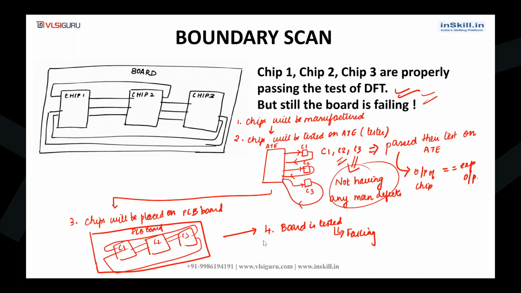So this can be due to manufacturing defects in the interconnection between two chips. When the board is being tested, it is failing. Chip 1, chip 2, chip 3 are internally not having any manufacturing defects because they have already passed the test on ATE. So the board failure can be due to manufacturing defects in the interconnection between the two chips.